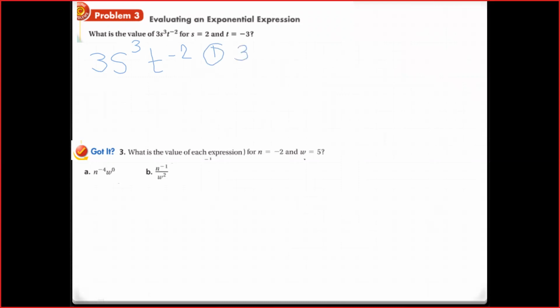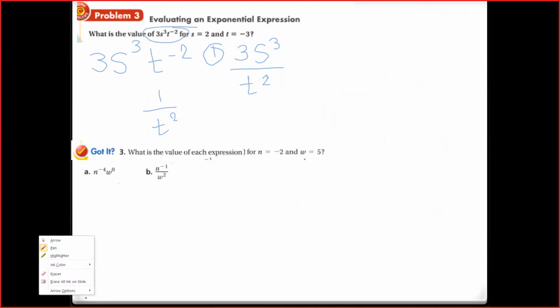It's going to be 3 s cubed and t to the power negative 2. I can write it as 1 over t squared using the negative exponents. Is it right? Okay, so over t squared. So this is now the first step. I rewrite the expression in the simplest form. Then, did I finish? No, because he didn't tell me to write it in its simplest form. He wants me to evaluate and find the value.